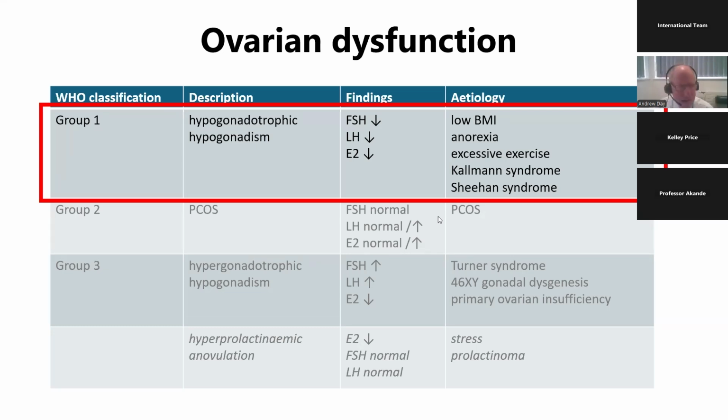Kallmann syndrome is an inherited disorder of hypothalamic pituitary underdevelopment, together with olfactory dysfunction, so there is no sense of smell. And some of you may remember that Sheehan syndrome occurs as a result of infarction of the pituitary, usually shortly after delivery if there's a lot of blood loss. And so women who suffer Sheehan syndrome, amongst other things, may be unable to re-establish a normal menstrual cycle after they finish breastfeeding.